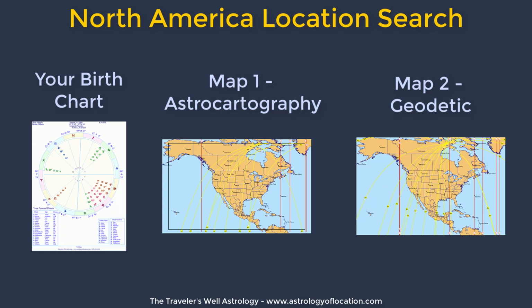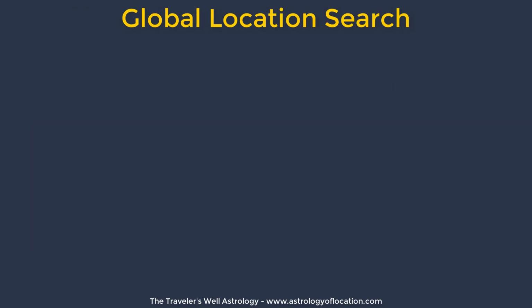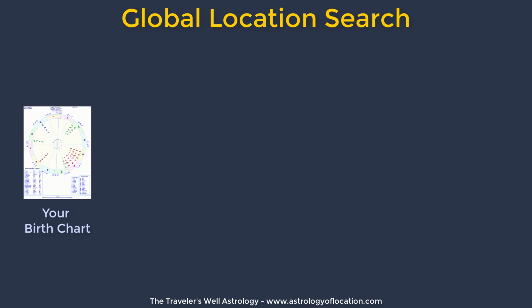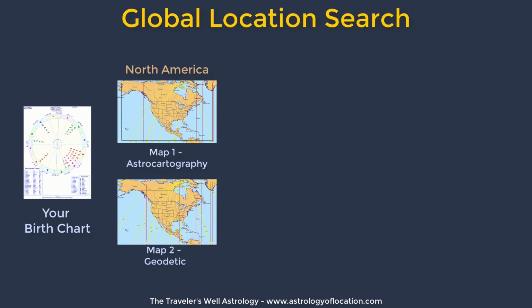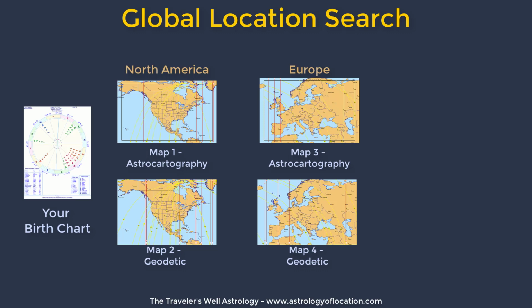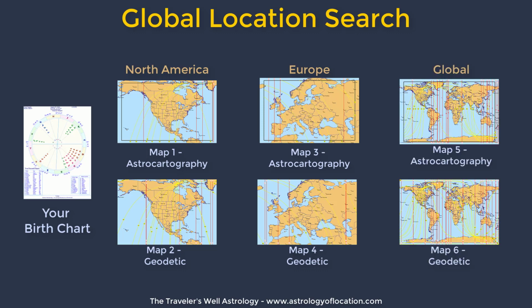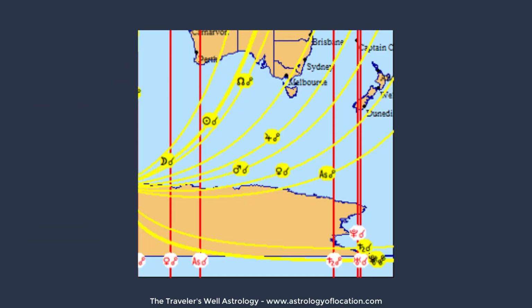If you ordered a global location search, the first page of your document will also be your birth chart. This is the document where we ask you to review your birth data for us and confirm that we're on the same page. You will have then 6 maps, 2 for North America, 2 for Europe, and 2 for the entire world. These will be astrocartography and geodetic maps for each region, and Wolfram will refer to them as Map 1, Map 2, Map 3, Map 4, Map 5, and Map 6.